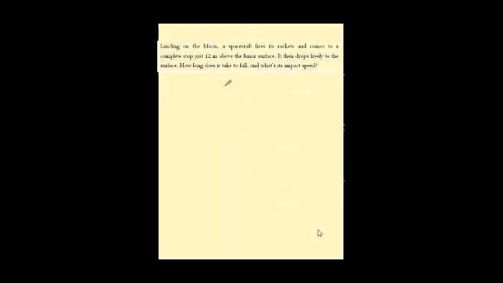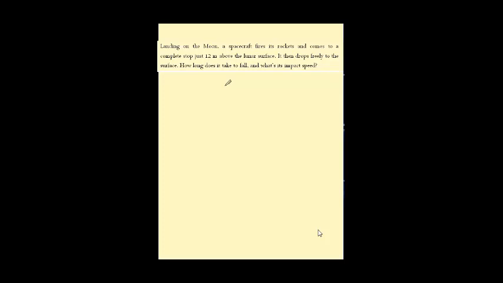Landing on the moon, a spacecraft fires its rockets and comes to a complete stop just 12 meters above the lunar surface. It then drops freely to the surface. How long does it take to fall, and what's its impact speed? Now, this is a one-dimensional problem involving a spacecraft that is landing on the moon.